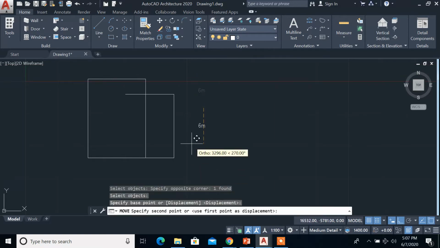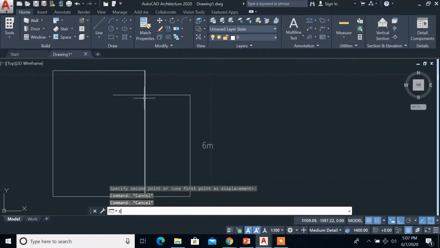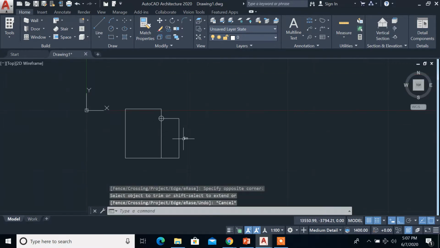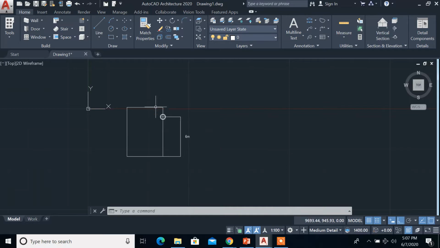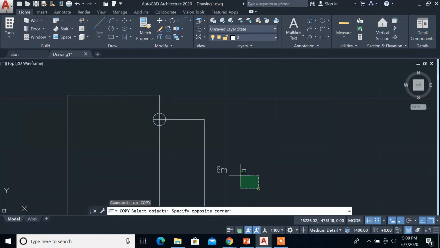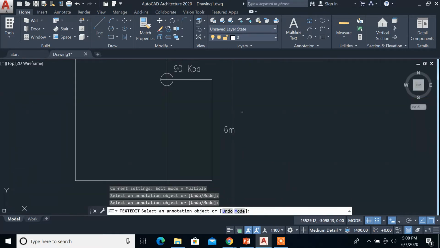Six meters daw yan. Total height niya. So, meron tayong pressure gauge dito. Sabihin natin, ito is pressure gauge. Itong bilog, pressure gauge. So, yung pressure gauge daw, dito, is equivalent to 90 kilopascal. Then, next, another gauge, height of 4 meters.